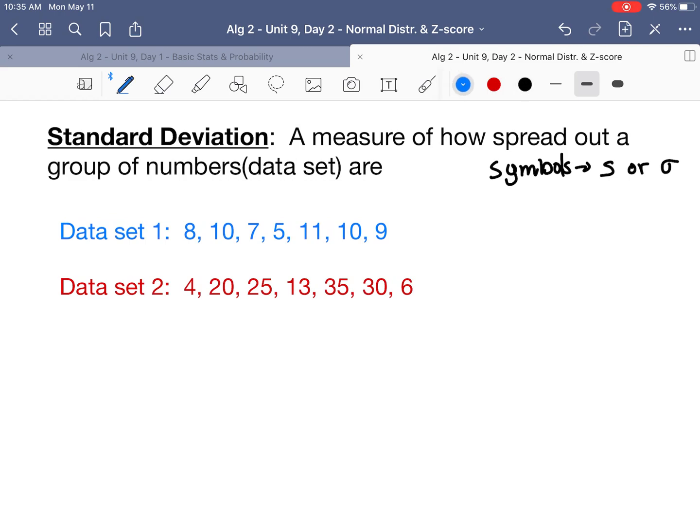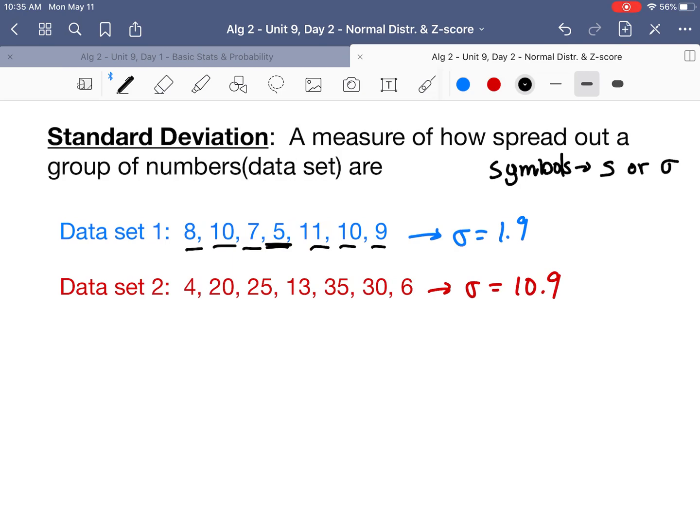All right, so this first data set, the standard deviation, you don't have to know how to calculate it, but you just have to know what it means, is 1.9. And the second data set, the standard deviation, I calculated to be 10.9. So the reason those numbers are there, notice the first data set. The lowest number is 5, and then we go to 7, 8, 9, 10, 10, 11. So that data set is not that spread out.